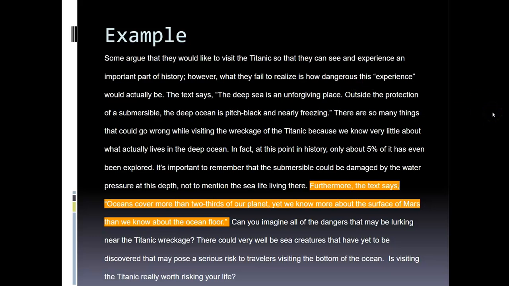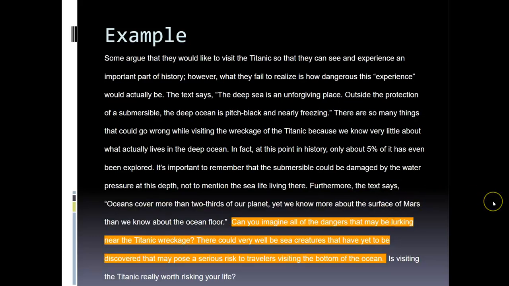So they say, furthermore, the text says, we have our quotation marks to show that this came from the passage. Oceans cover more than 2/3 of our planet, yet we know more about the surface of Mars than we know about the ocean floor. Now we're jumping into another E2 where we're explaining how this piece of evidence proves that visiting the Titanic would be dangerous. Can you imagine all of the dangers that may be lurking near the Titanic wreckage? There could very well be sea creatures that have yet to be discovered. Remember, we said that we don't know very much about the ocean floor, so this person is giving an example of why that might be dangerous. So there could very well be sea creatures that have yet to be discovered that may pose a serious risk to travelers visiting the bottom of the ocean.